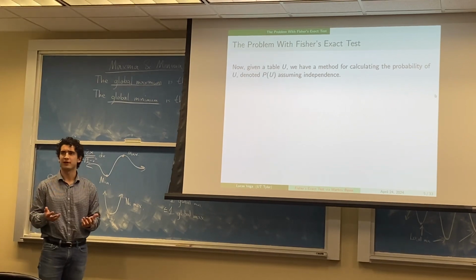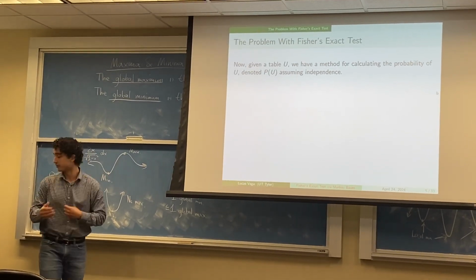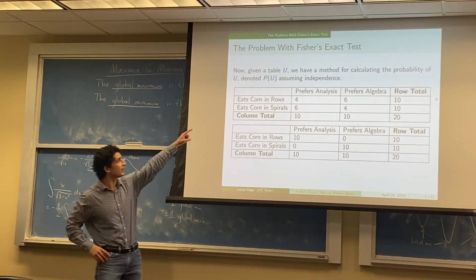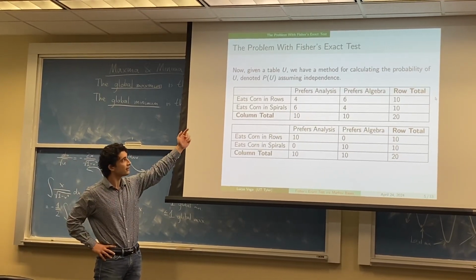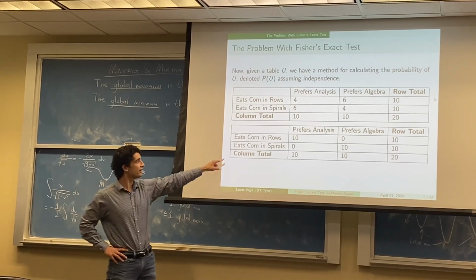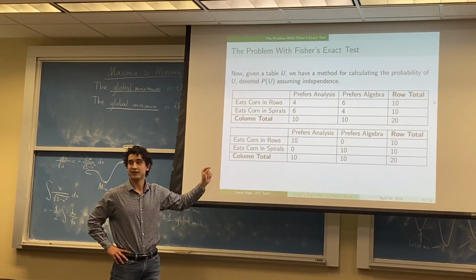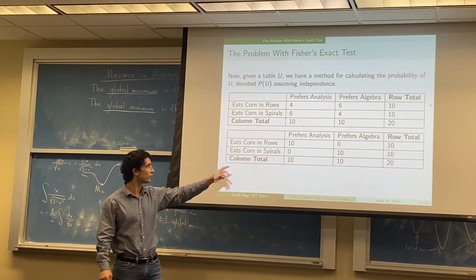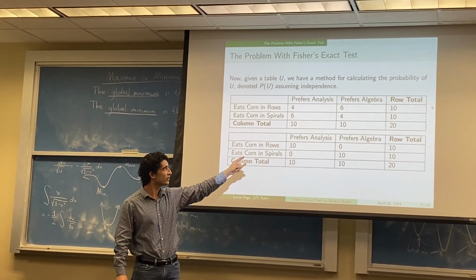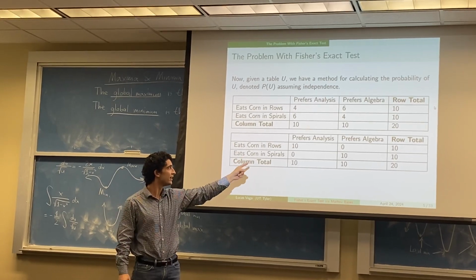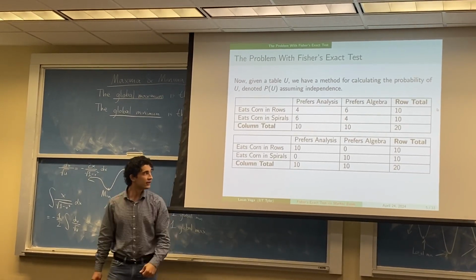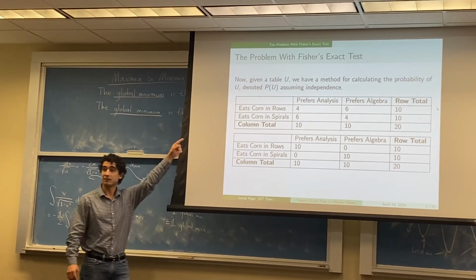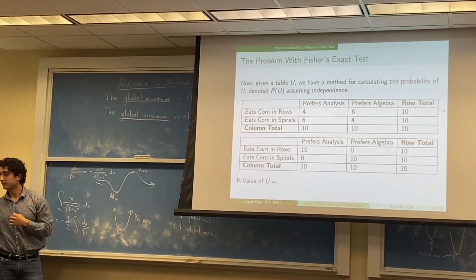What would be in our sample space? Tables with the same row and column sums. So here are two tables in our sample space. This first table is our original one. Assuming independence doesn't look that crazy, but this other table looks kind of wild. If we're assuming that these variables have nothing to do with each other, the table suggests otherwise. It's like, if you eat corn in rows, you prefer analysis, and if it's in spirals, it's algebra. So the probability of this table, assuming independence, would be less than the probability of the original table. And you can use this ordering to talk about the p-value.